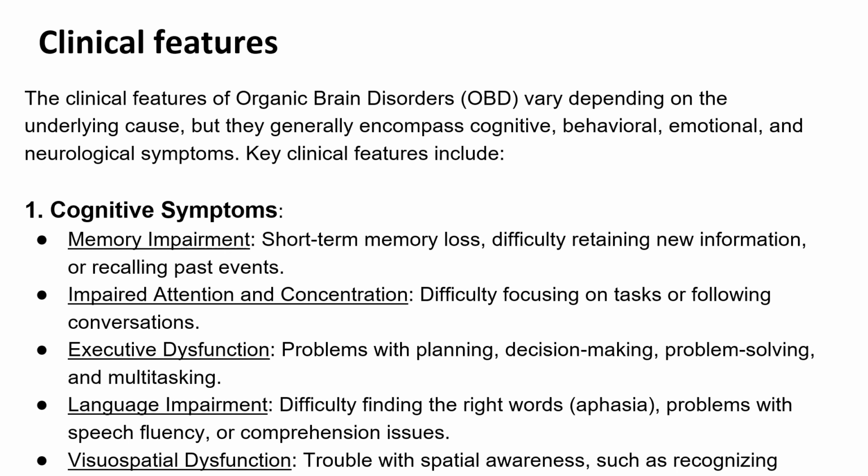Language impairment, like aphasia is a term when you have difficulty finding the right words, or difficulty comprehending what you have to speak. And again, visuospatial dysfunction. Spatial awareness means where you're sitting, there are familiar objects around them, so there's going to be dysfunction in that as well.